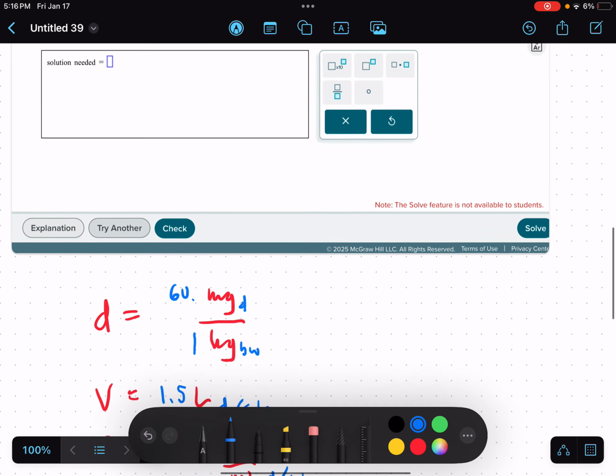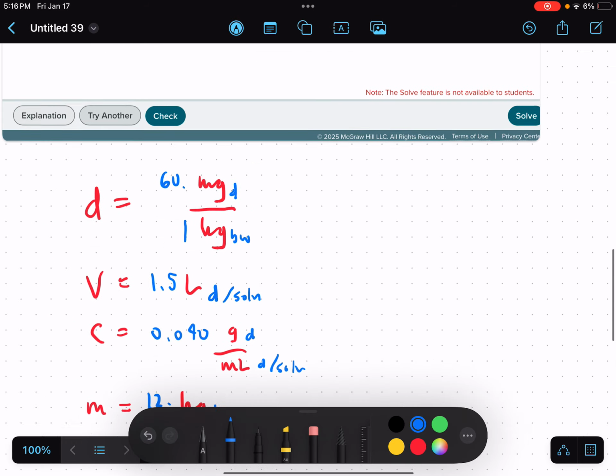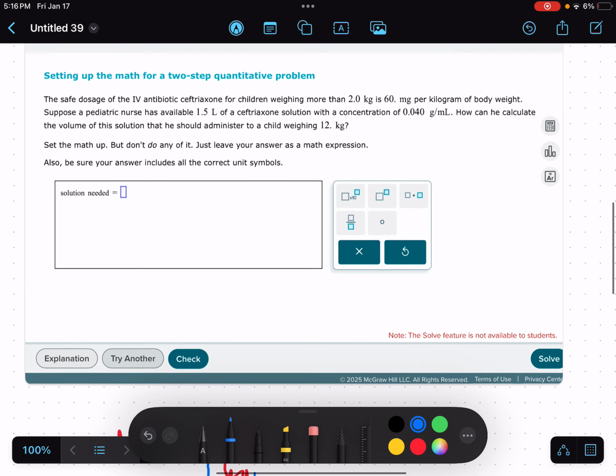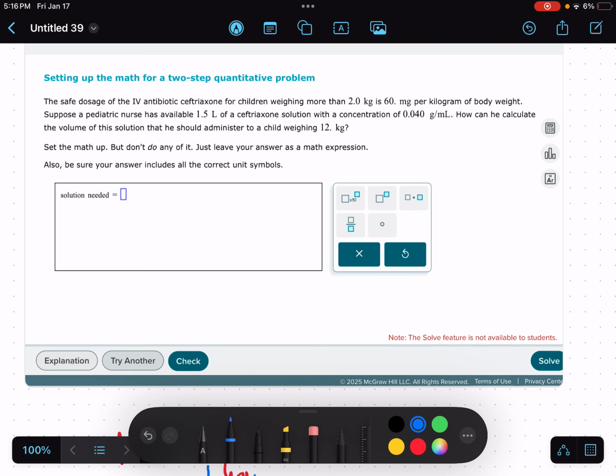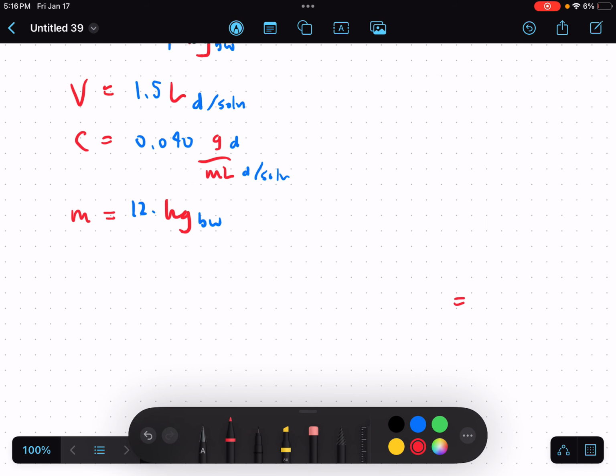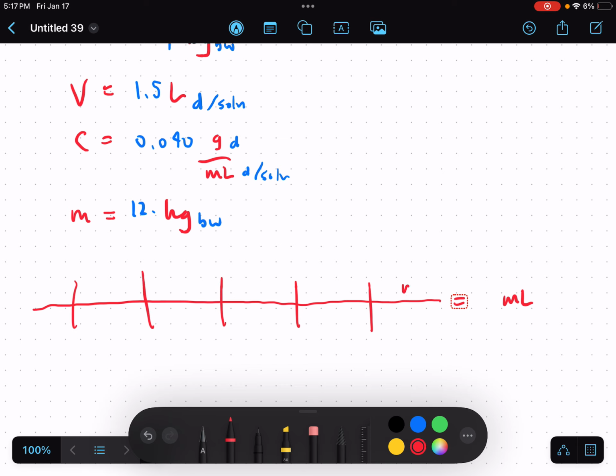Okay, so I'm supposed to set this up, and so this is what the solution I need is going to be. I'm supposed to figure out what the volume is that I need. Okay, so here's what I'm going to do. I'm going to come over here, and I'm going to say equals, and the volume is going to be in milliliters. All right. Now I'm going to set up my picket fence. It's kind of ugly. Let's go a little slower. Okay, set up my picket fence. Okay, and I know this is going to be mils because it's got to be in my solution somewhere, right?